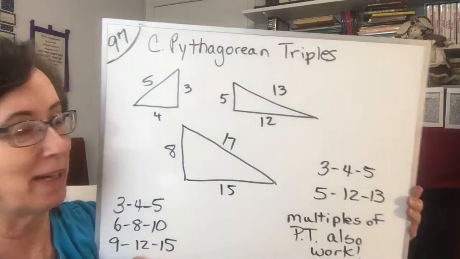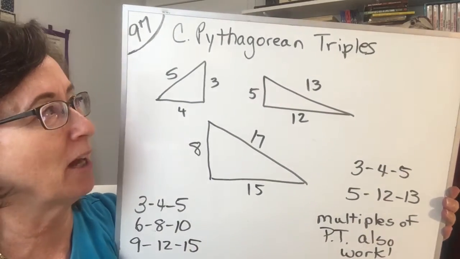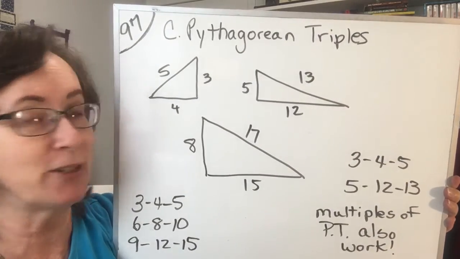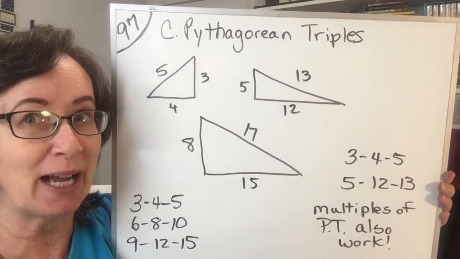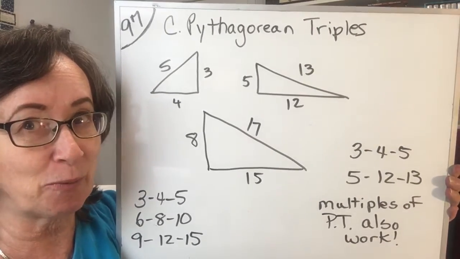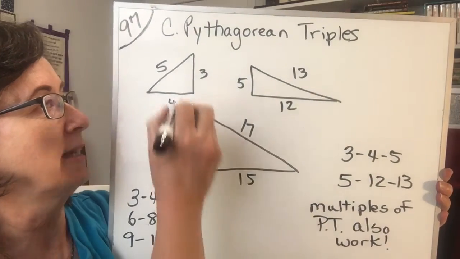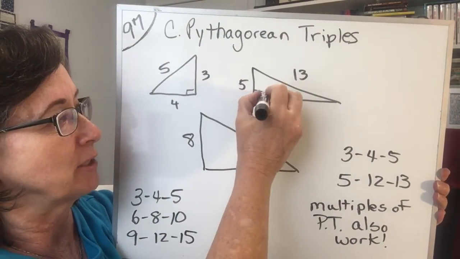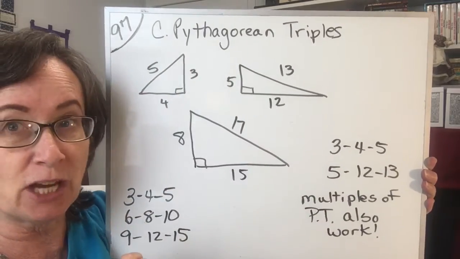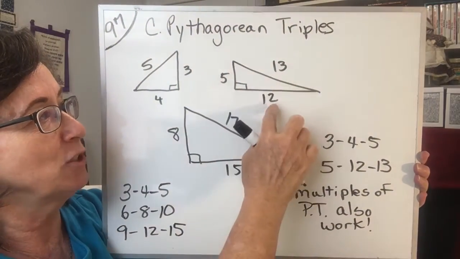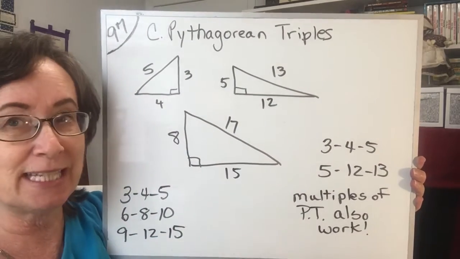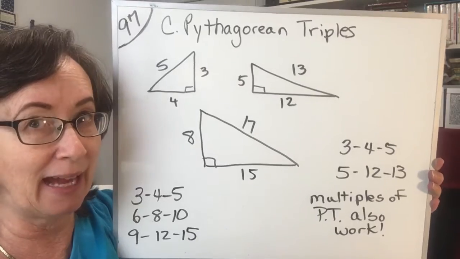Now we're going to talk about some very handy numbers called Pythagorean triples. Pythagorean triples are used so commonly that you really want to memorize them to help you in doing some really fast work with right triangles. So these are all right triangles. I forgot to draw the little right angle in there. But 3, 4, 5 we've already talked about. 5, 12, 13, and 8, 15, 17 are also Pythagorean triples.